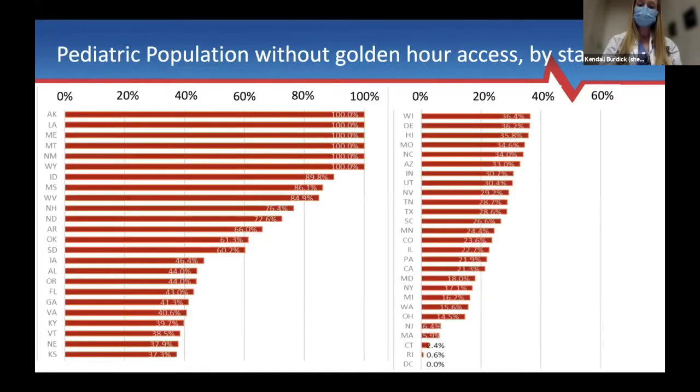We broke this down by state level as well. And so what you're seeing here is the percentage of the pediatric population who does not have access to a pediatric trauma center. We see six states with 100% of their population not being able to access a pediatric trauma center within 60-minute drive time. And then great variety, ranging from 100% to 0% in DC.